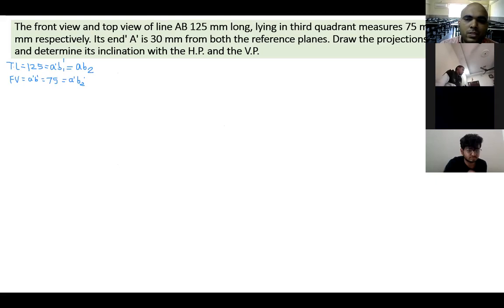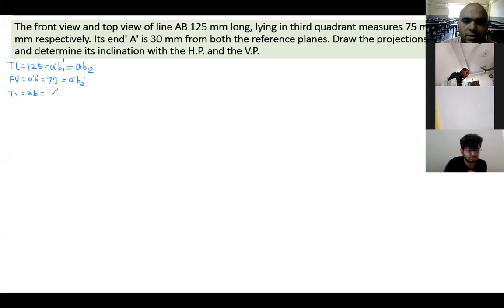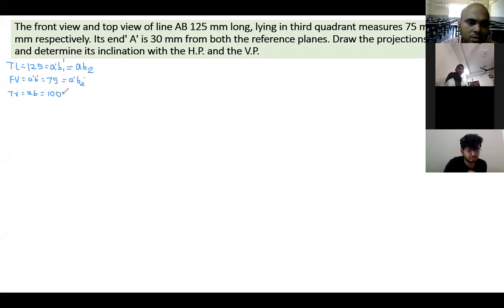Coming to next is the top view, which is 100 mm. So the top view is denoted by AB. AB is a top. That can be said in the term as 100. AB is 100 mm, equal to. Now AB is equivalent to what? It is equivalent to AB1.